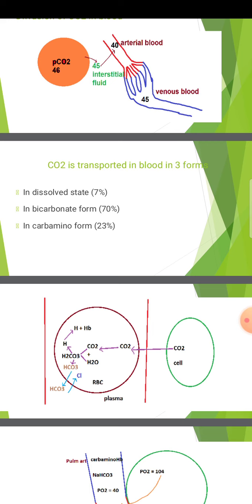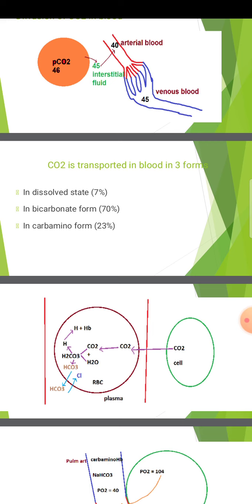So if 100 ml of blood transports 4 ml of CO2, and the cardiac output is 5 liter, if you convert it into ml, it is 5000 ml. So 100 ml was transporting 4 ml of CO2. The 5000 ml will transport 4 upon 100 into 5000, and this comes out to be 200 ml per minute. So the total CO2 transported from the whole body tissue cells at rest with a cardiac output of 5 liter per minute is 200 ml per minute. Now this 200 ml is transported in the blood in three forms.